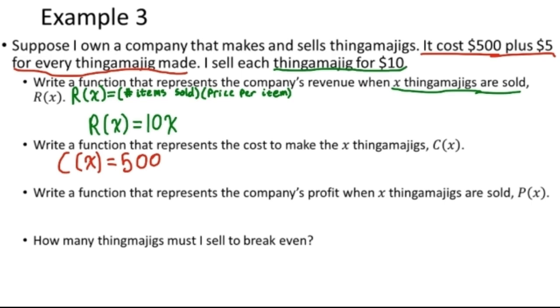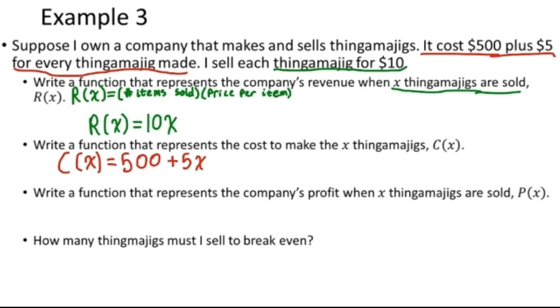Now, the $5 for each thingamajig, well, if I'm producing X thingamajigs, it's going to cost me an additional $5X, which I have to add to the $500. The 5 we would refer to as the variable cost. This would represent how much money I would have to spend for each thingamajig made or each item made. We get our cost function, C of X equals 500 plus 5X.